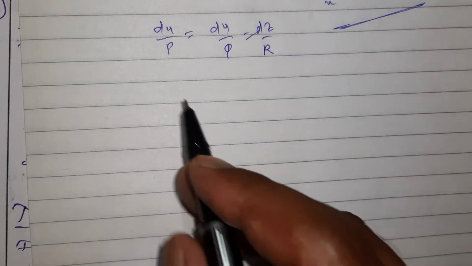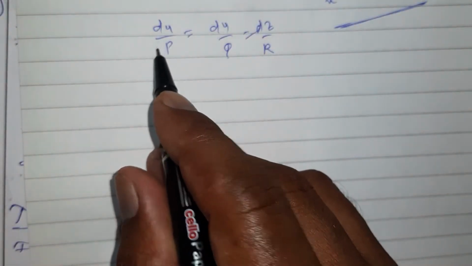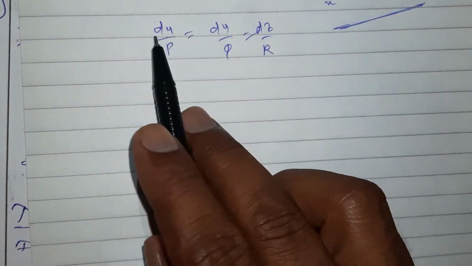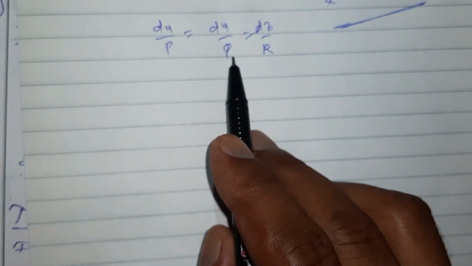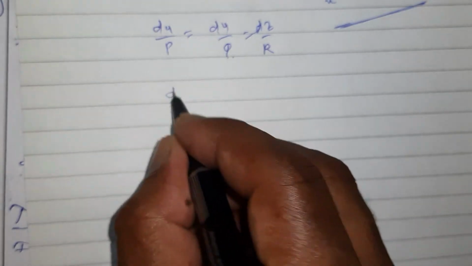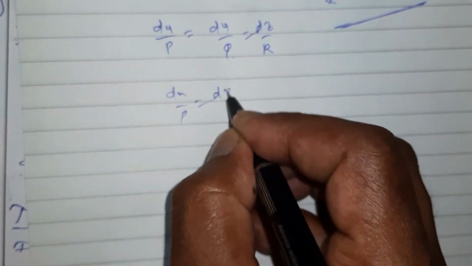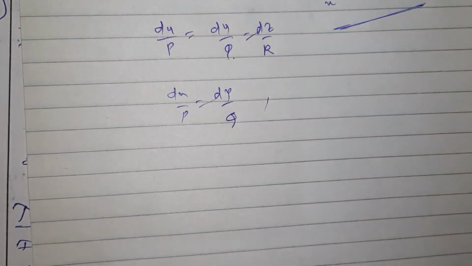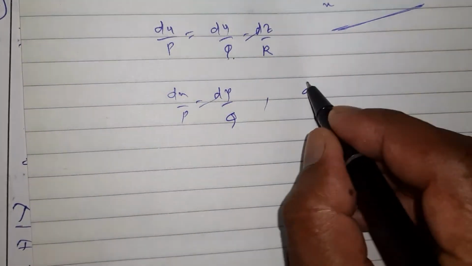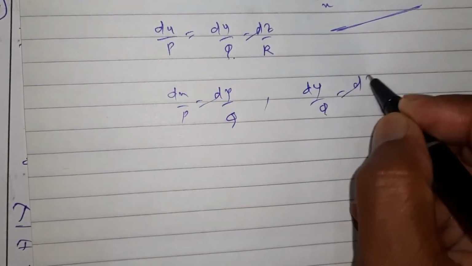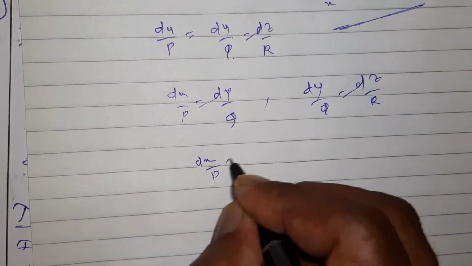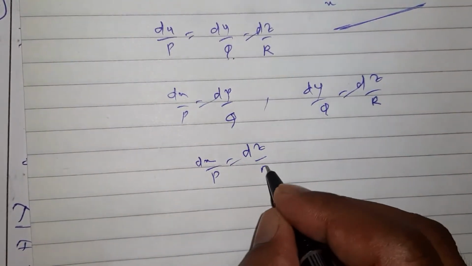Clearly. Now there are three groups possible. Which are the three groups you can take? You may take dx upon P equal to dy upon Q, or you can take dy upon Q equal to dz upon R, or dx upon P equal to dz upon R.